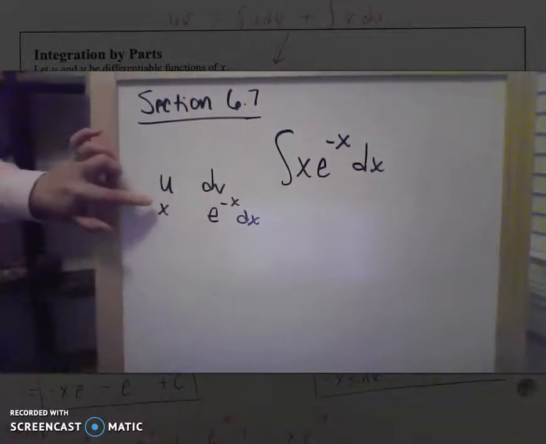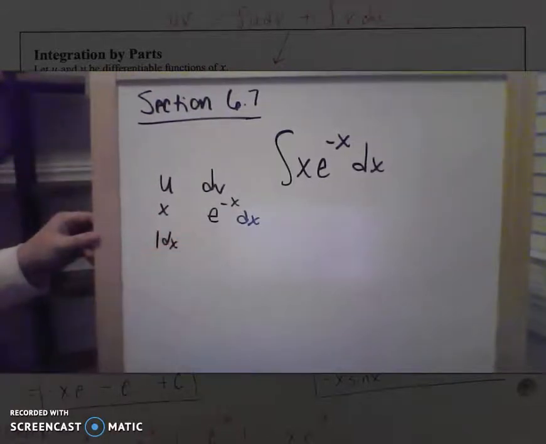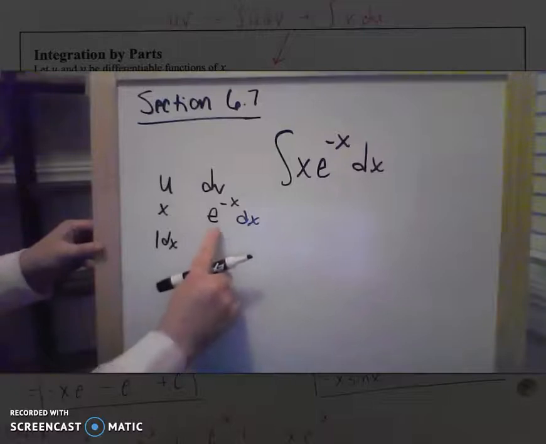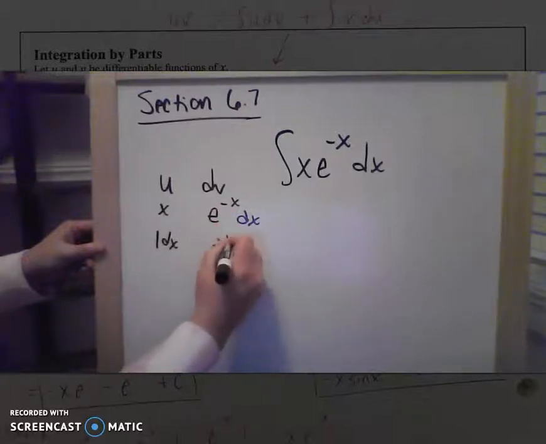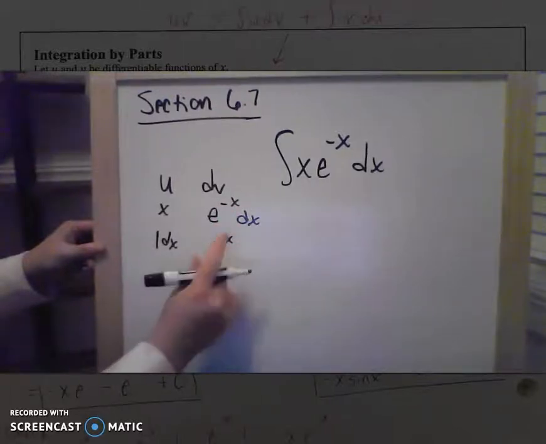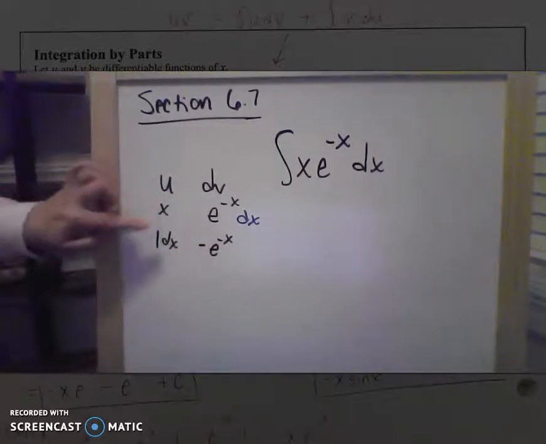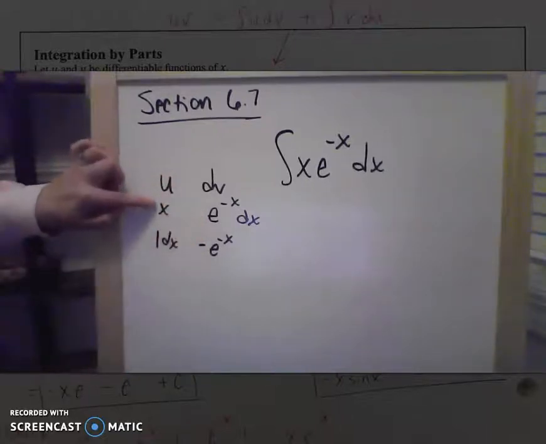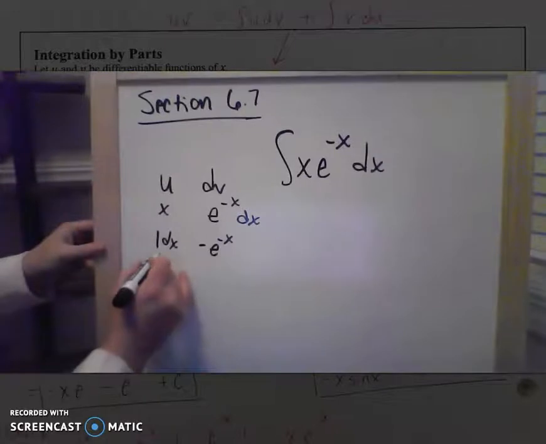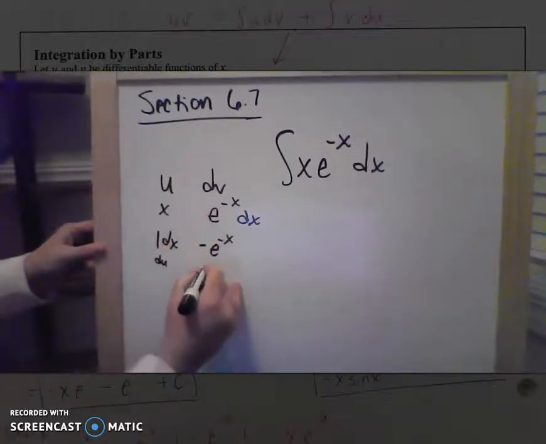So now we're going to take the derivative of u, which is just 1, and you can put a dx there if you want. And then we're going to do the antiderivative of dv. The antiderivative of e to the negative x, e is exactly the same thing, but then you have to divide by that slope. So we'll stick a negative out here in front. So we did the derivative of u, and we did the antiderivative of dv. By doing the derivative of u, that gives us our du. And by doing the antiderivative of dv, that gives us our v.